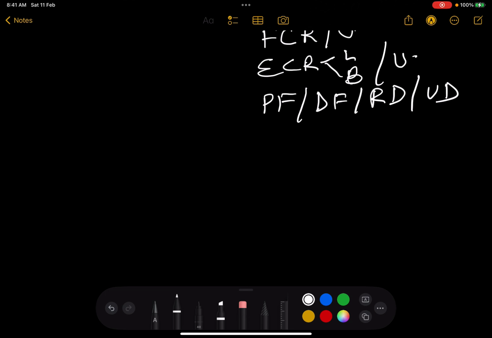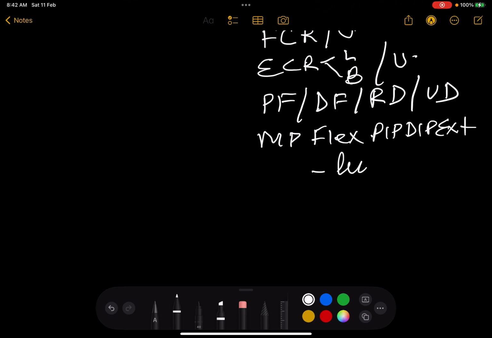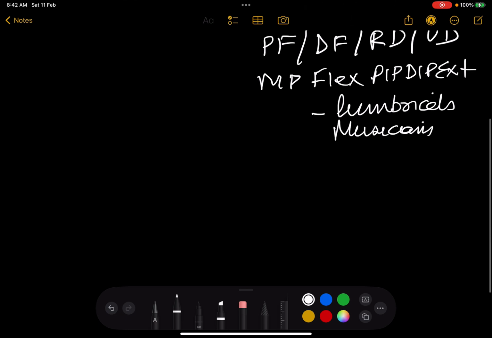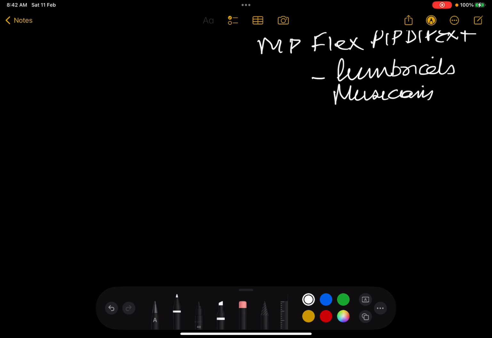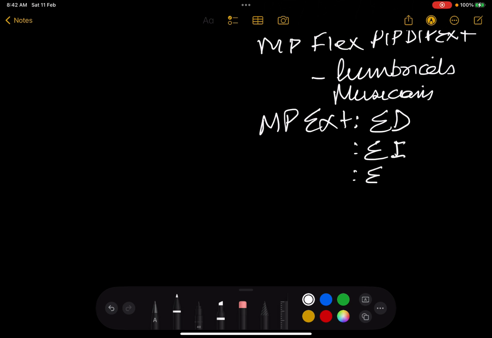Then you have MP flexor and PIP, DIP extensor, and the muscle here is lumbricals or musician's muscle. Then you have MP extensor, which is extensor digitorum, supported by extensor indicis on the index finger side and extensor digiti minimi on the little finger side.